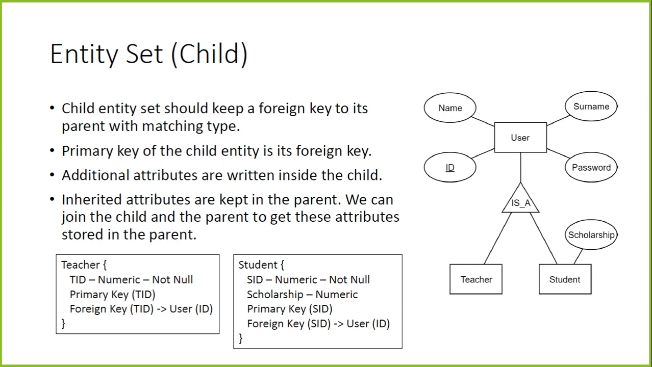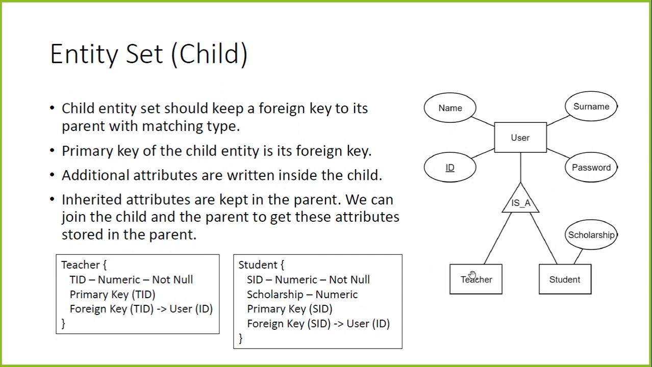If we have an is-a relationship, then for the child entities, we need a foreign key that is going to reference the primary key of the parent. For example, in this picture, we have the user as our parent, and we have teacher and student as child entities. In the teacher table, we need some foreign key that is going to reference the primary key of the user. What is the primary key of the user? It is ID, right? So for the teacher, we need some foreign key that is going to reference the user's ID. And what that attribute is going to be is something we decide.